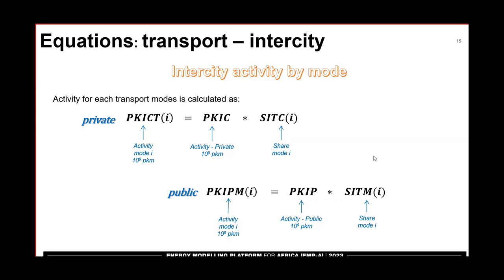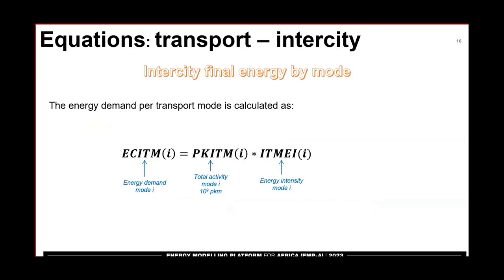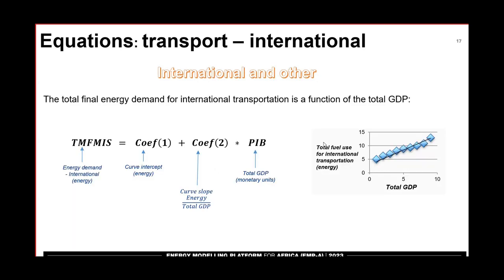After that, we then have the passenger kilometer performed by each transportation mode. The only thing that remains is to multiply it by the energy consumption per driving parameter to have the final energy demand by mode. And that is what is done by this equation. So we just have to multiply now the passenger kilometer for each transportation mode with the energy intensity or the specific energy consumption per passenger kilometer.